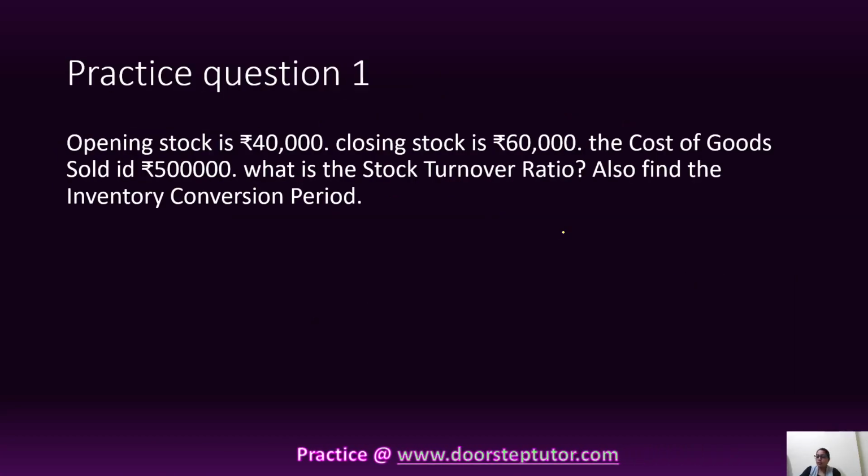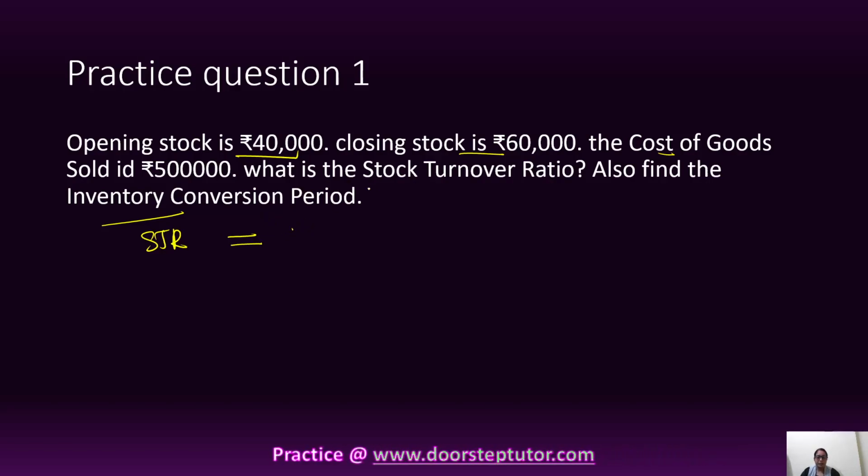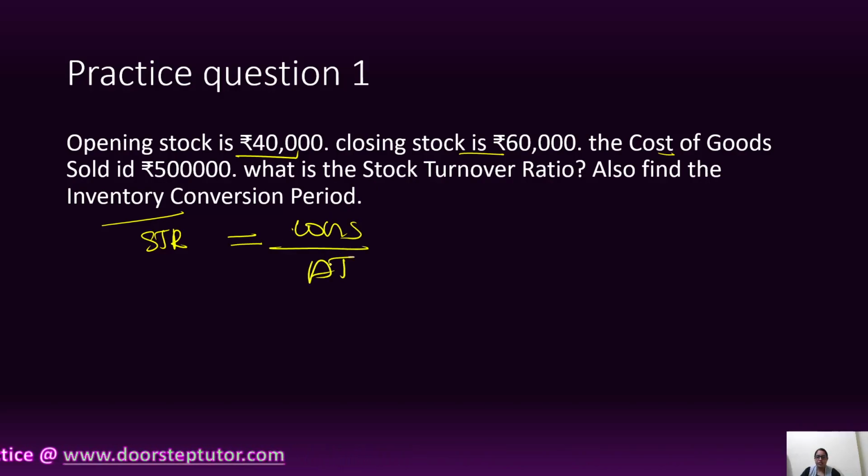Let's do a problem to understand the ratio better. There is an opening stock figure given to us, closing stock, and the cost of goods sold. We are supposed to calculate the stock turnover ratio as well as the inventory conversion period. How do we compute stock turnover ratio? Stock turnover ratio is equal to cost of goods sold divided by average inventory.